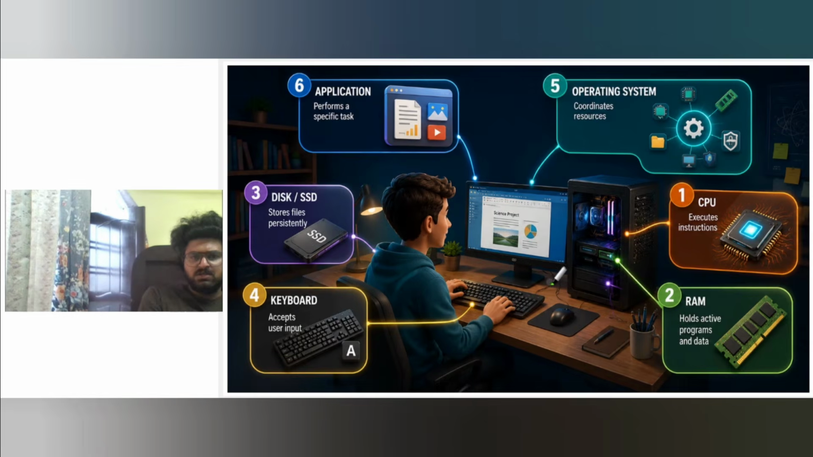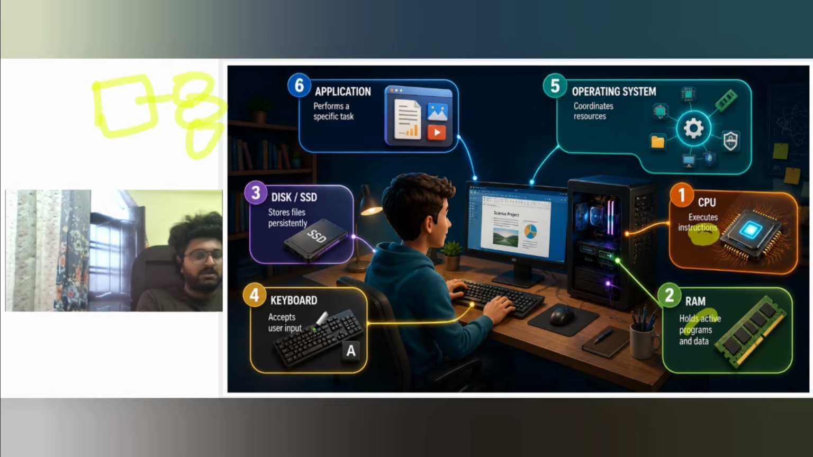So when a person opens up something, the CPU executes the instruction, RAM holds the active programs and data. If any changes or data is being transferred into the actual memory, for example, if you store a file, download a file, then to store that file into the database or the disk that you have, it is stored there. Maybe you want to see the file or make some changes in the file. It's a Word document or a PowerPoint presentation, so you will access or make the changes with the help of the keyboard.